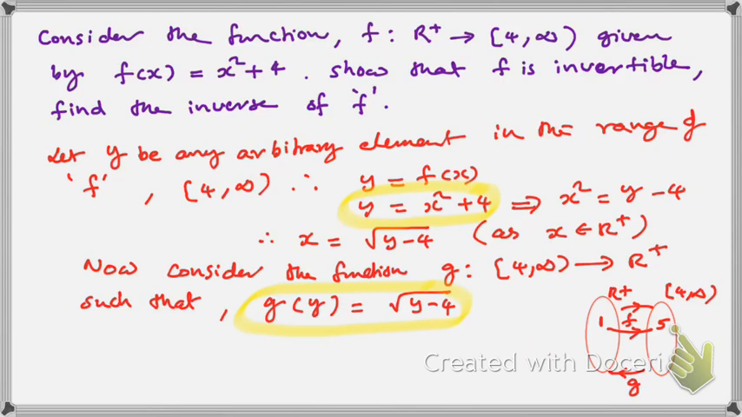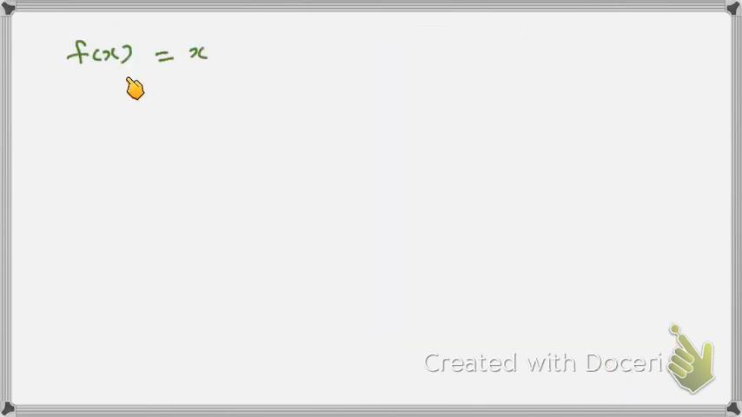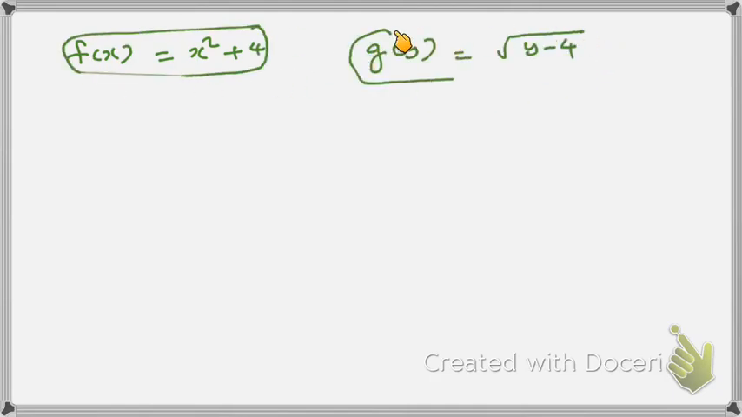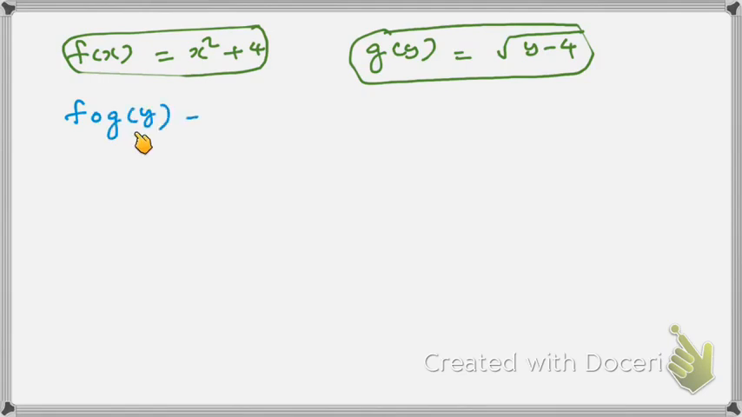So I'm going to do the actual proof. I have the function g of y here, and the function f of x here. F of x is x squared plus 4. G of y is root of y minus 4. I'll write them again, and I need to show that the two composite functions are both identity functions. So I'm going to do first f of g of y.